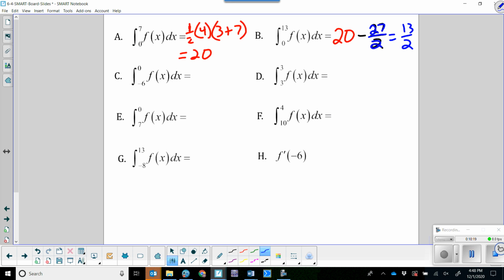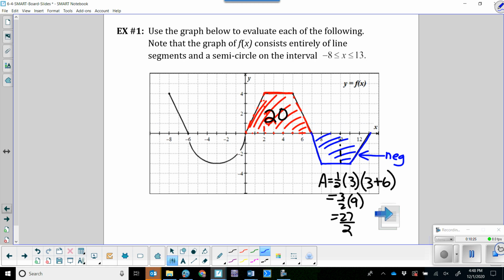Okay, C. C says let's do the integral from -6 to 0 of f of x dx. So from -6 to 0 means that we want this in here. We want to find that answer.